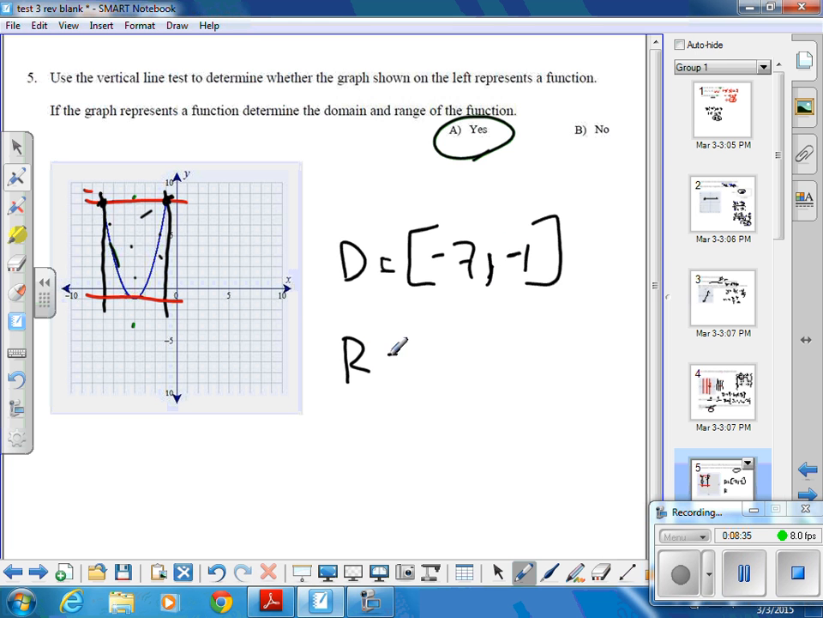And my range: up here is 8, down here is negative 1. So again, negative 1 to 8 is what I want to write for my range, to show that this graph is a function.